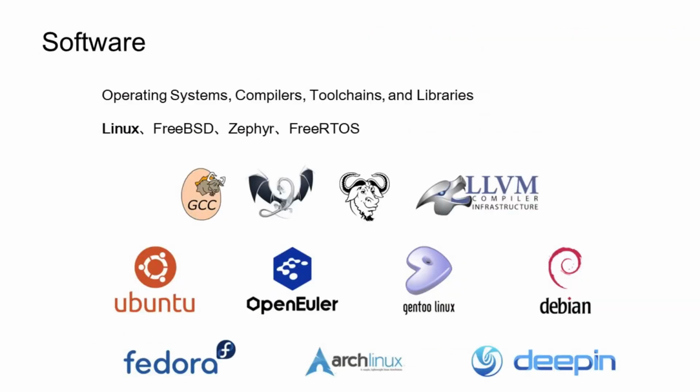On the software front, the RISC-V ecosystem is continuously evolving, covering various tools like operating systems, compilers, toolchains, and libraries. RISC-V now supports multiple operating systems like Linux, FreeBSD, Zephyr, and FreeRTOS. The inclusion of RISC-V has brought more opportunities and challenges to openEuler, an enterprise-level operating system built on open-source technology, and attracted more developers and users to the openEuler community.